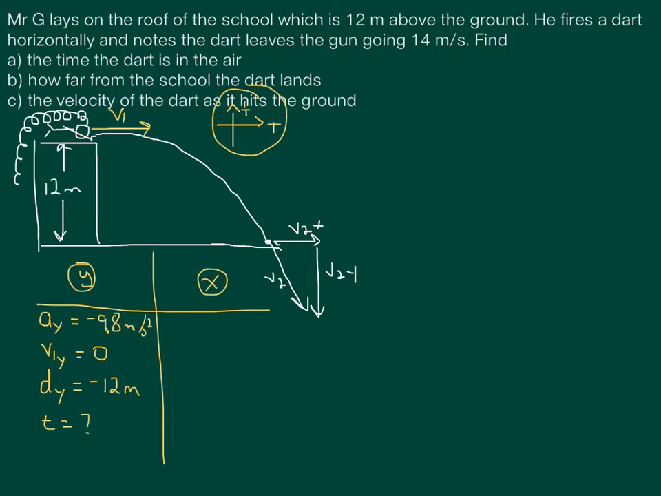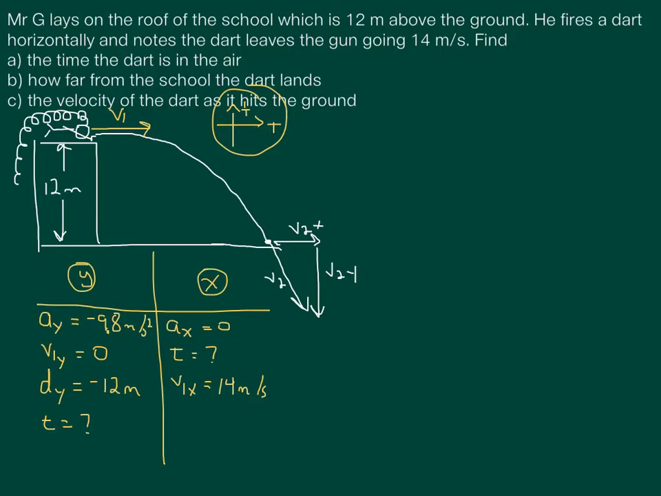And again, just like we know, acceleration in the Y direction is always negative 9.8. Acceleration in the X direction, always 0. That's true for projectile motion, always. I don't know what time is, okay? That's a question mark. But I do know initial velocity. I do know V1x. Remember, we're told the dart is fired at 14 meters per second. That is all in the X direction. So 14 meters per second.